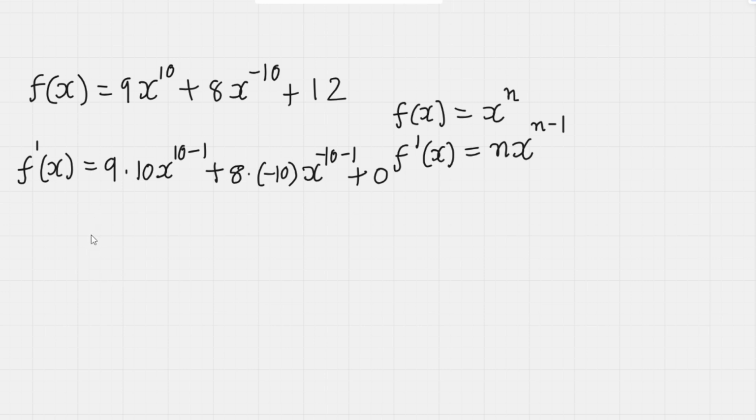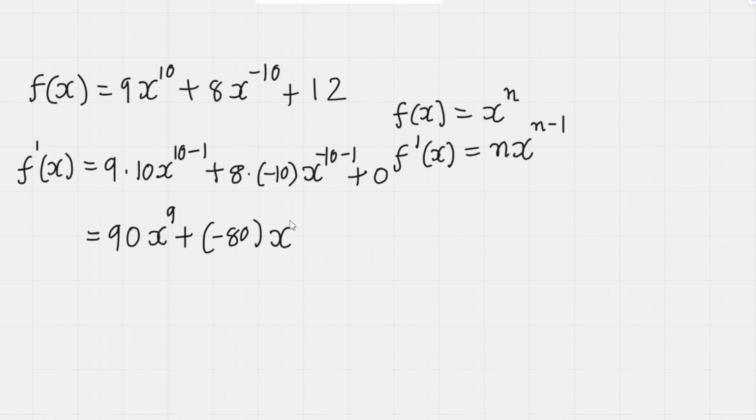Now the derivative is done. We just need to simplify this. So 9 as it is. Here 9 times 10 would be 90. So 90 x raised to 10 minus 1 will be 9, plus 8 times minus 10 would be minus 80, and x raised to minus 10 minus 1.